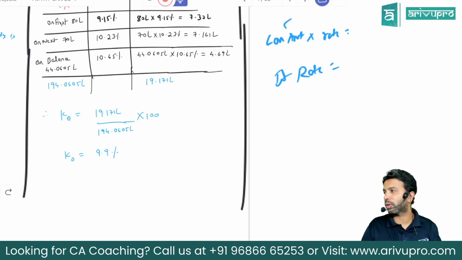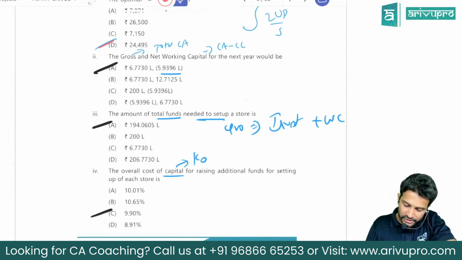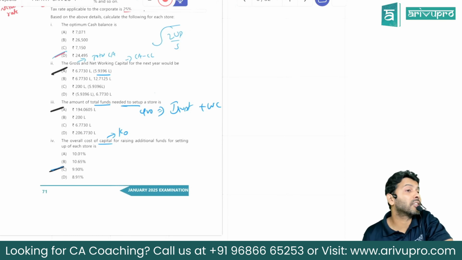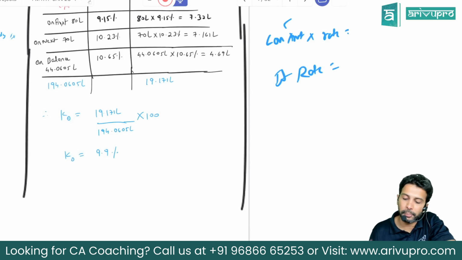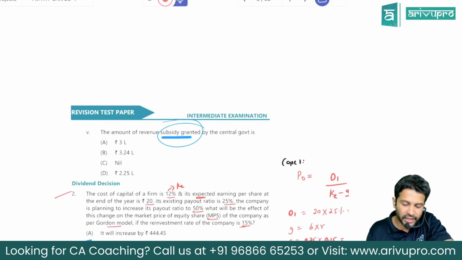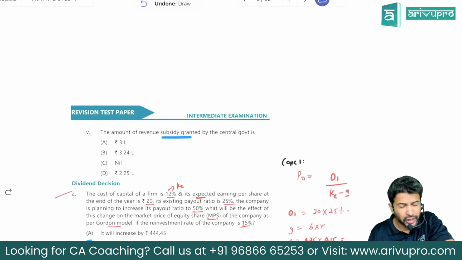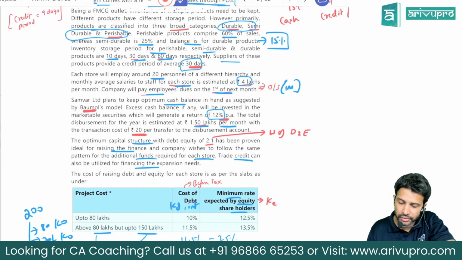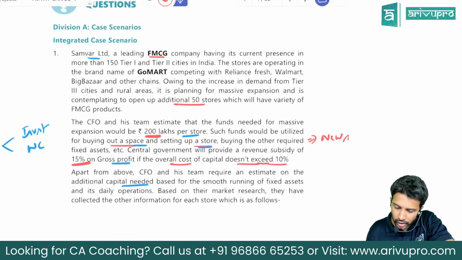That's what they asked in the question. What is KO? How much is KO, sir? 9.9%. So C for Chennai is the right answer for the fourth requirement. Any problem? No, sir. The last requirement they asked is how much subsidy will you get from the government? Did the government tell us we'll get some subsidy? Yes, but there were some conditions for that. What is that condition? Somewhere we read that line, no?